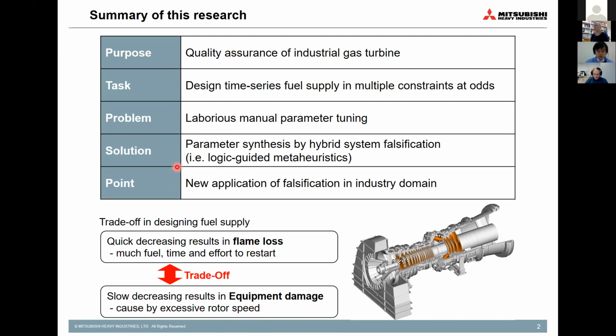In this research, we faced two challenges. Today, we show how we resolved them. And the point is that our case study is a new type of application of falsification in the industry domain.